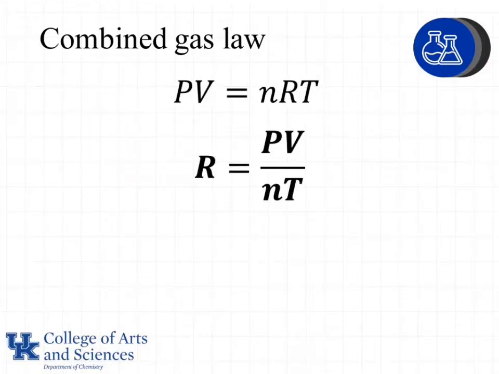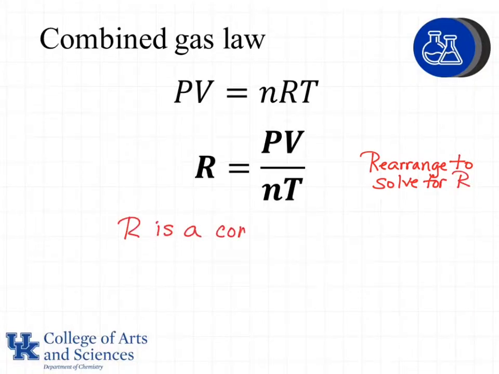To get to the combined gas law, we're first going to rearrange to solve for R. Remember that R is a constant. To better understand how we're going to make this arrangement and write the combined gas law, we're going to pause from the chemistry for a second and look at a math problem.